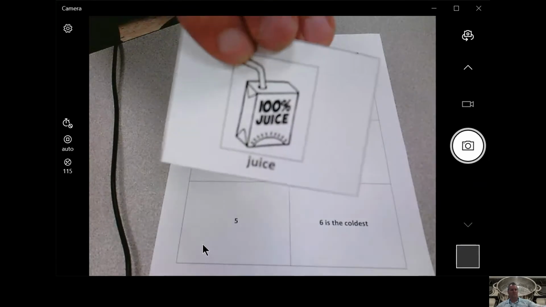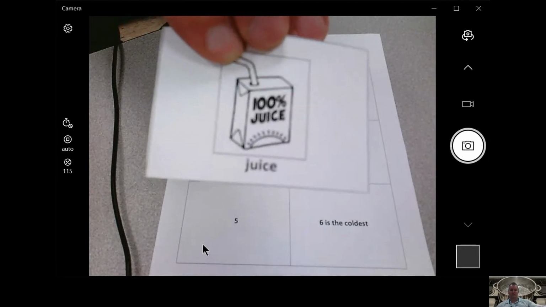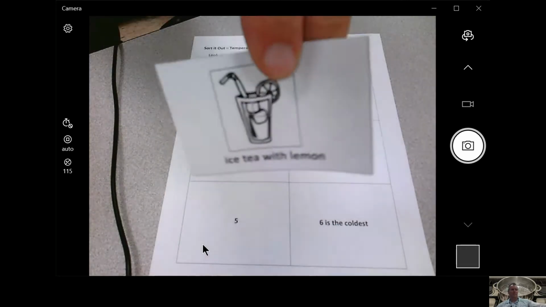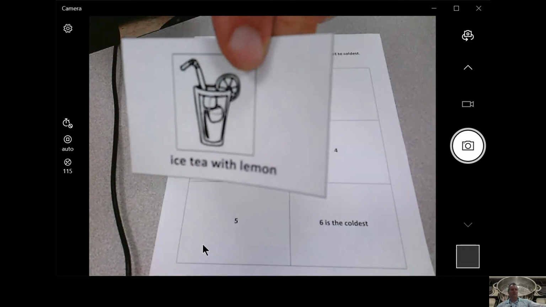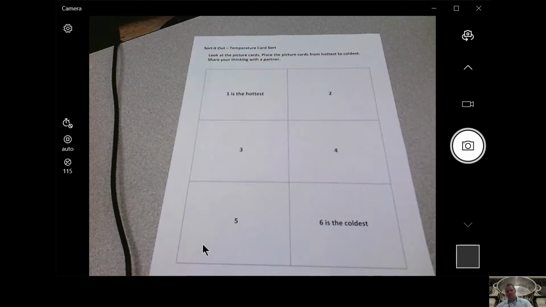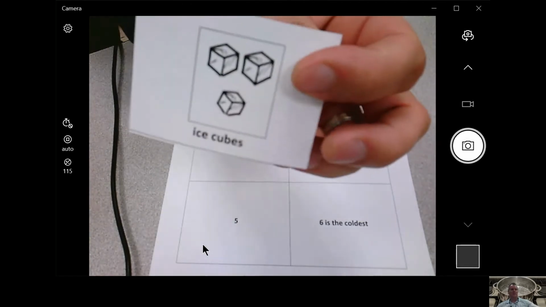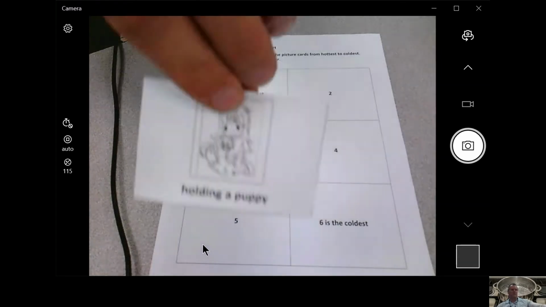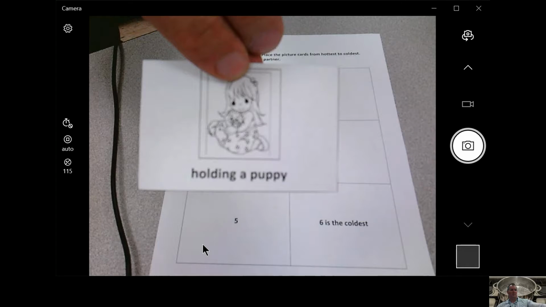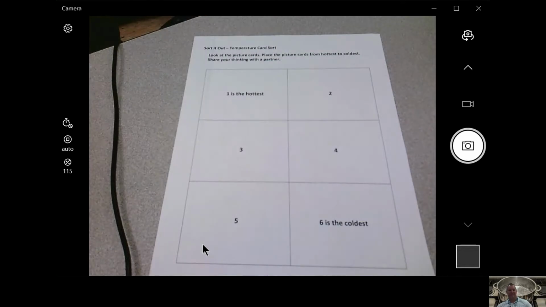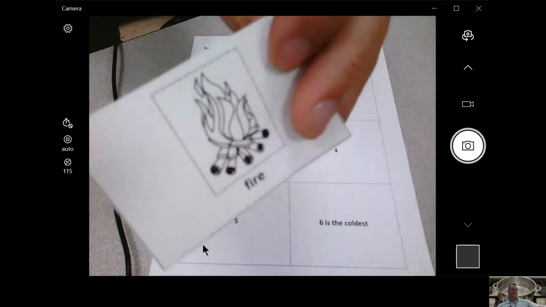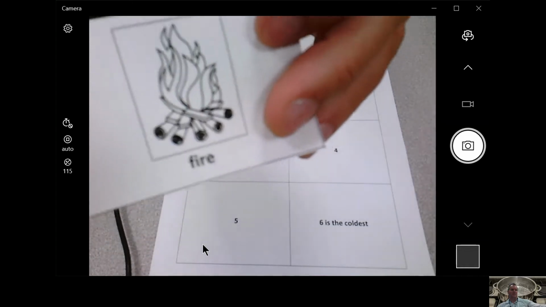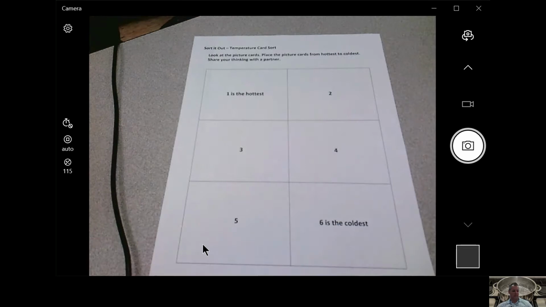I have juice box, 100% juice. So that's healthy. I have iced tea with lemon. I have ice cubes. I have, oh, that's nice, somebody holding a puppy. And my last one is fire. So like a camping fire or something like that, fireplace.